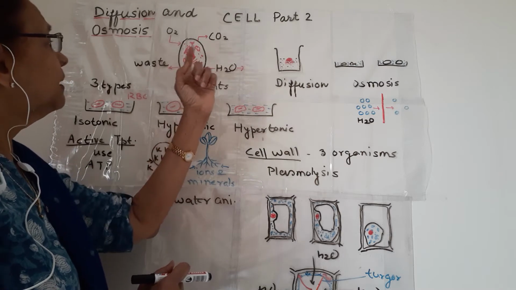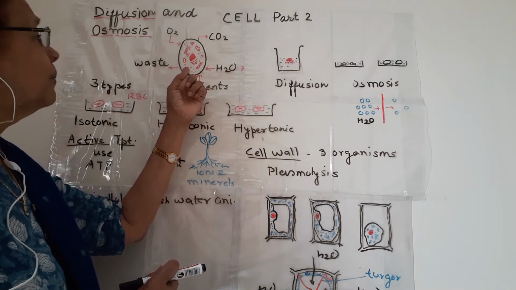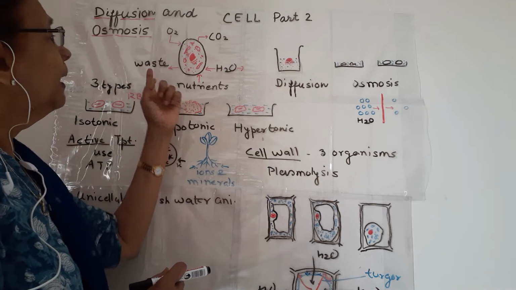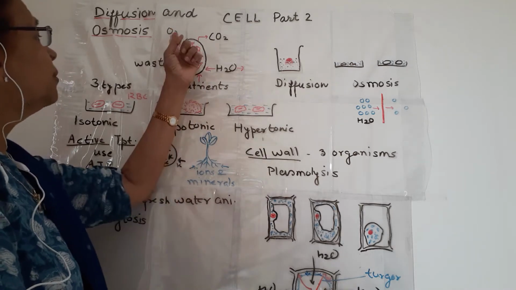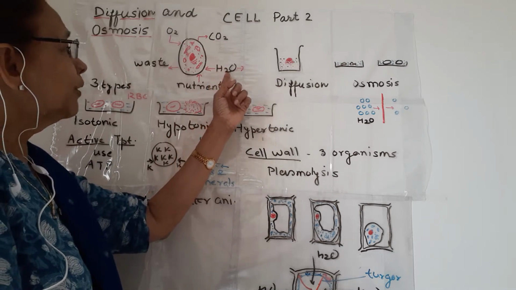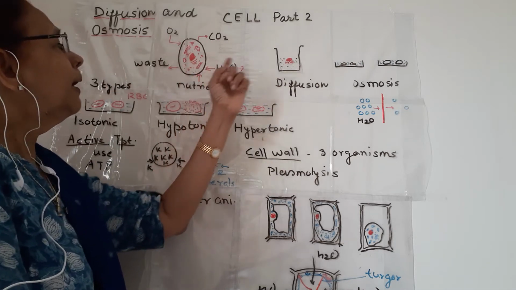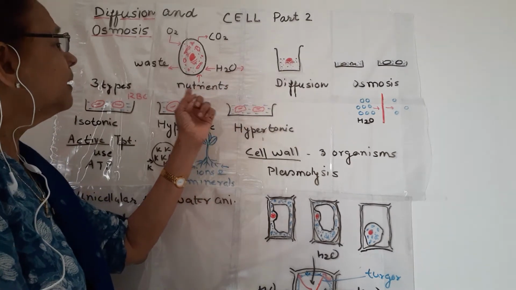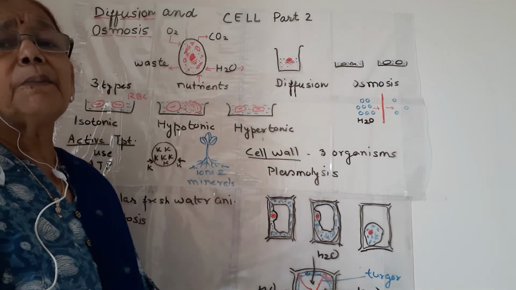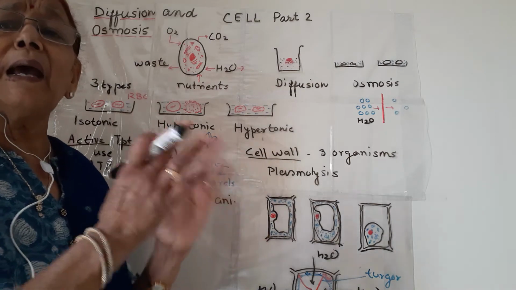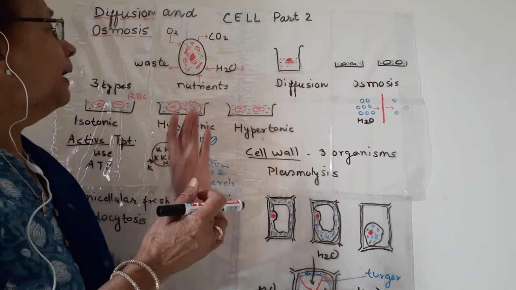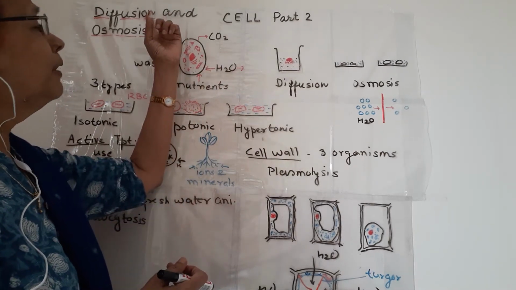If it is more inside the cell, then waste products which are formed inside the cell have to exit the cell or go out of the cell. So these two: oxygen comes in, carbon dioxide and waste go out. Likewise, water comes inside the cell and also goes out. And certain nutrients also come into the cell through this plasma membrane. So the plasma membrane helps in the exit and incoming of certain molecules, and this is under the process of diffusion.